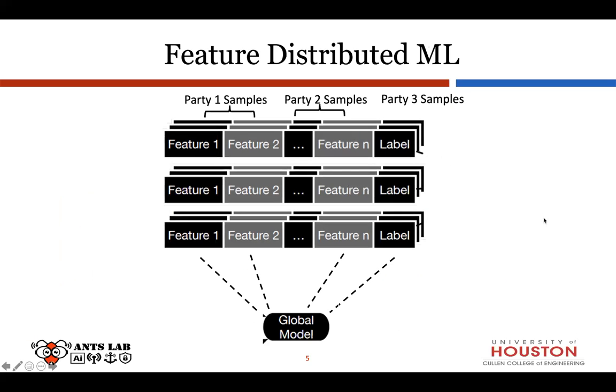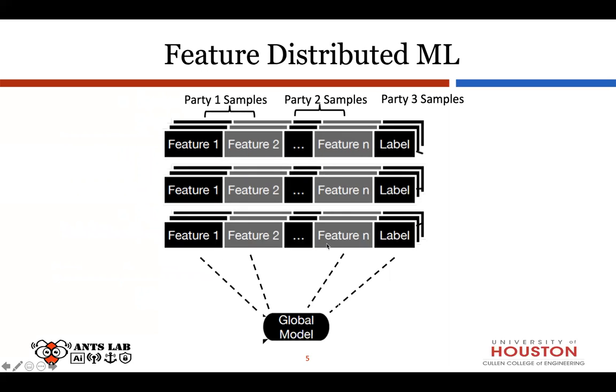And for this paper, they started the distributed machine learning from a different motivation, where the information about the same samples, like the features, are owned by several parties that wish to collaborate but do not want to share the raw feature with each other.